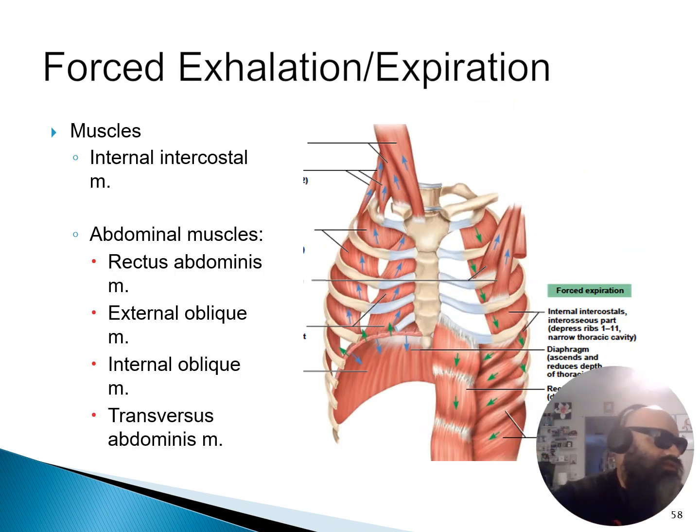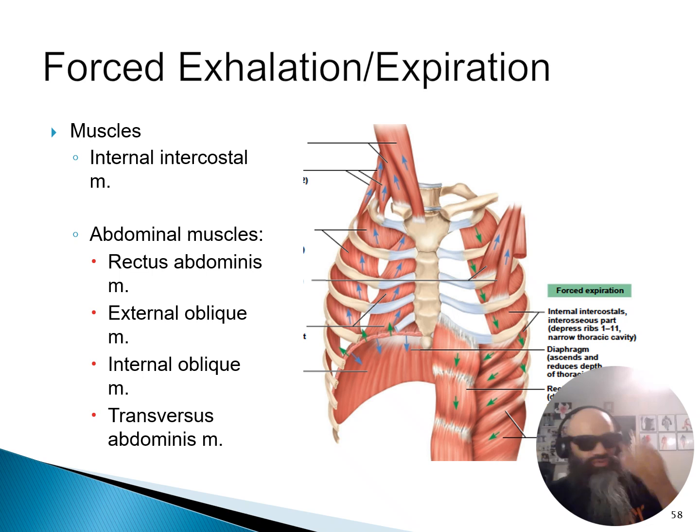So with forced exhalation, just say forced expiration, that's what we're doing here. Your internal intercostals are involved here. Also these muscles: rectus abdominis, your external obliques, internal obliques, and transverse abdominis, which really rests right up against your abdominal organs, are going to be instrumental in forced exhalation.